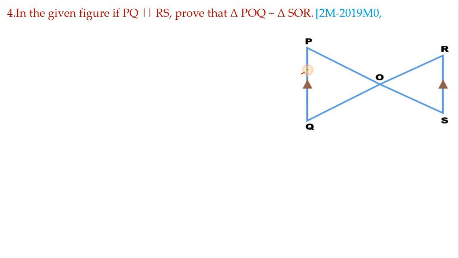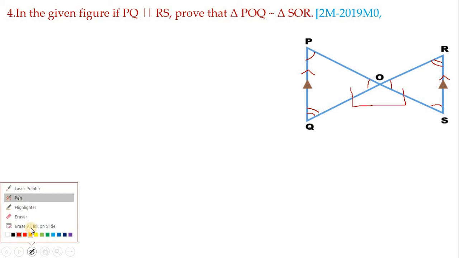When they said this is parallel to this, see, these are alternate interior angles. This will be equal to this, isn't it? P equals S, and similarly Q equals R. And this is equal to this. Why? It is simple: vertically opposite angles. See, under the AAA similarity criterion, we can say these two triangles are similar. This is a very easy problem.